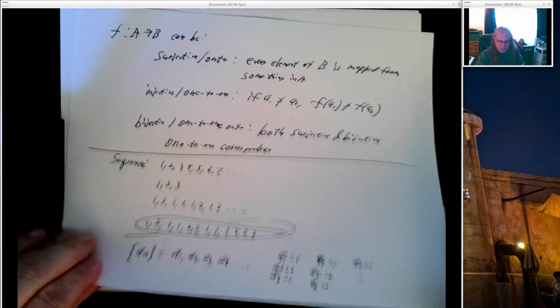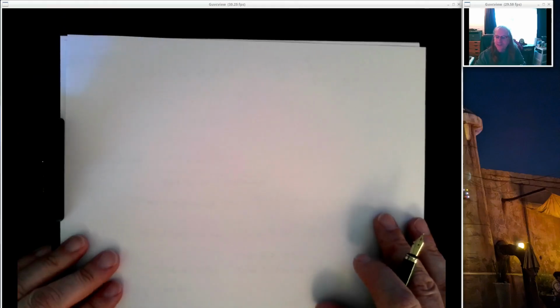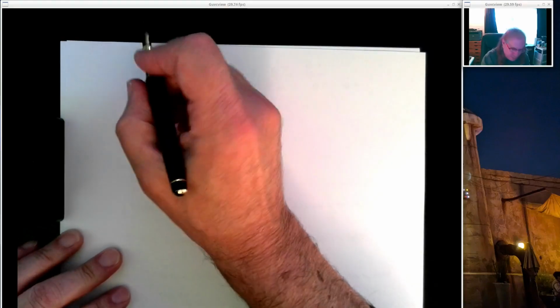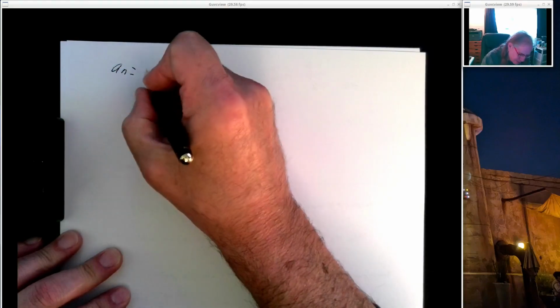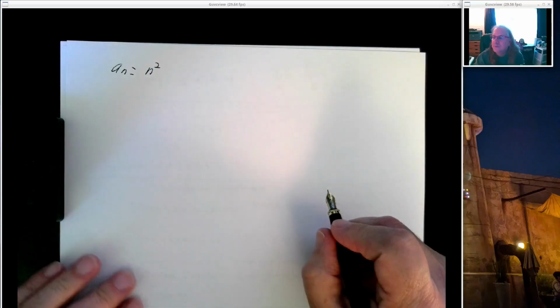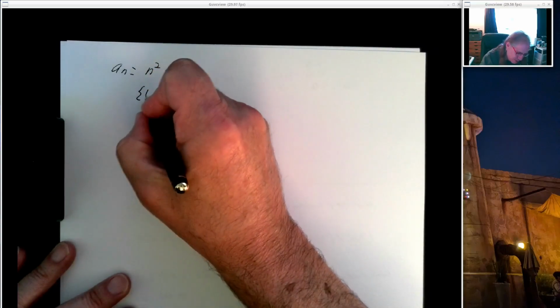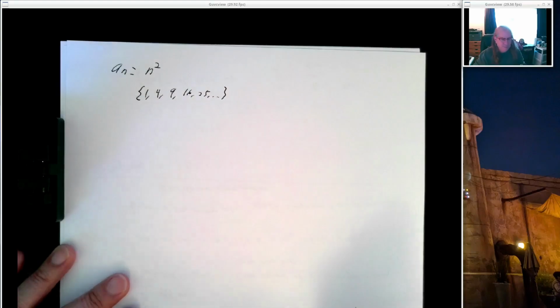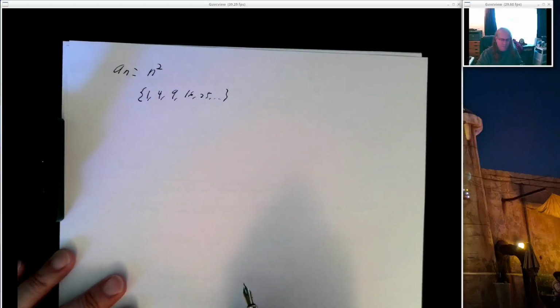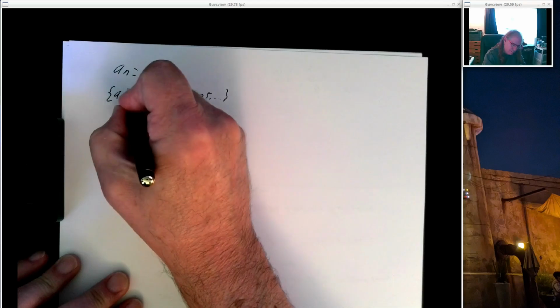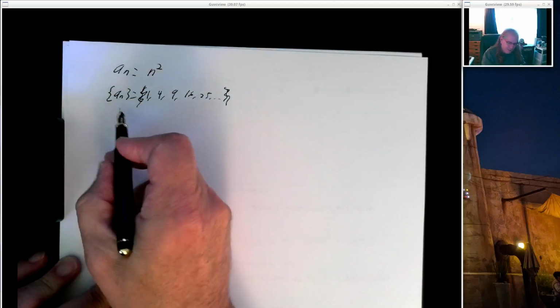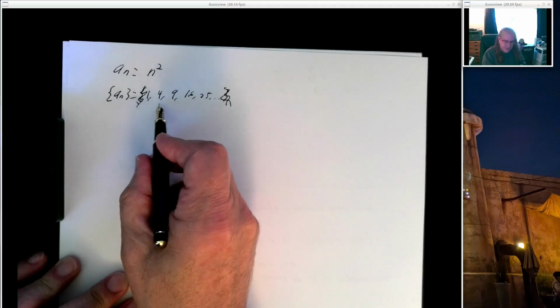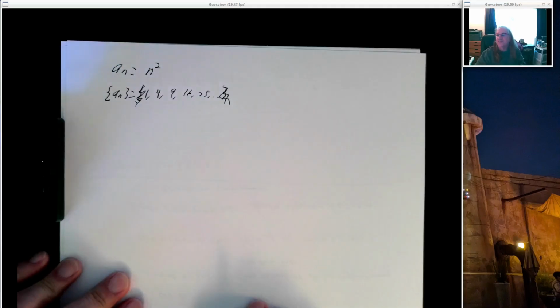So that's a sequence. But there are sequences we can define using formulas. For example, I could define the sequence a_n equals n squared. And this would be the sequence 1, 4, 9, 16, 25, and so on. I shouldn't put brackets there. The sequence a_n would be this set of numbers 1, 4, 9, 16, 25, and so on.